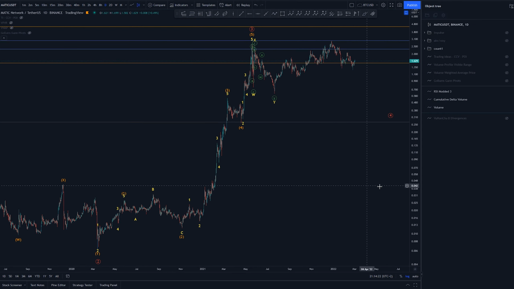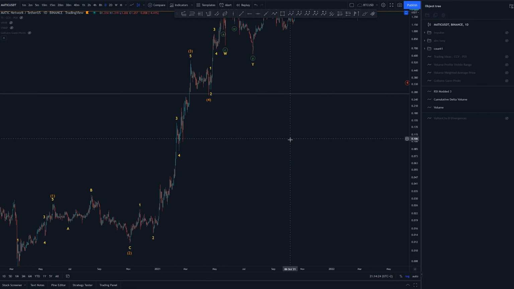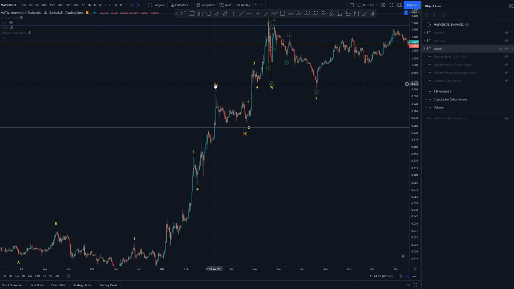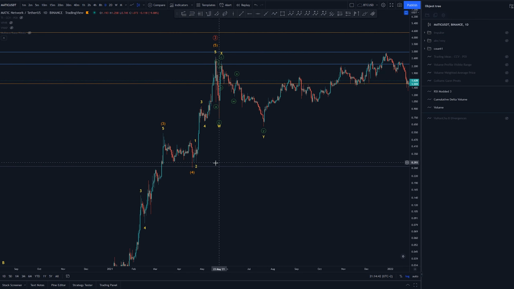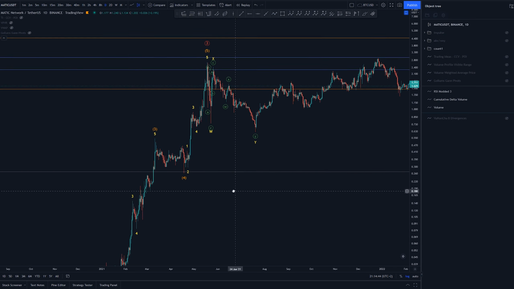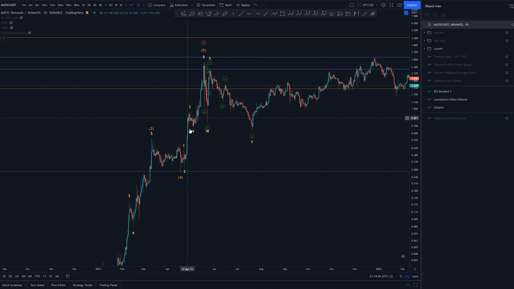Now the next part was labeled like this. So 1, 2, 3, 4, 5 into the third of the intermediary, ABC. This is most likely a zigzag with a flat pattern on the B wave. So intermediary 4th, and then 1, 2, 3, 4, 5 into intermediary 5th of the 3rd primary.